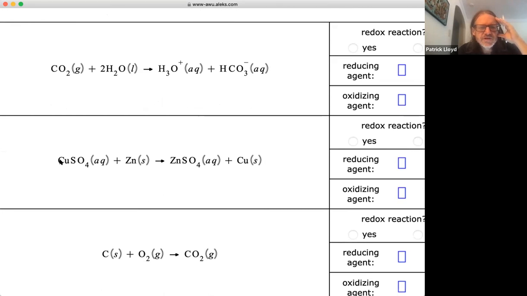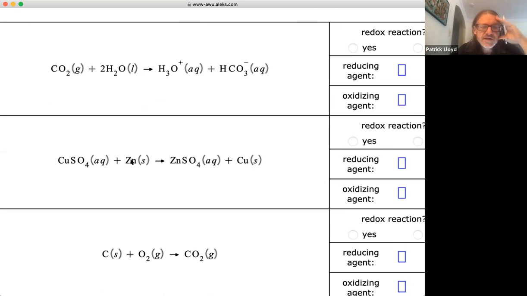Let's look at the second one here. We did this one, copper sulfate. Actually, we just previously did that one, right? So copper, we know this is a redox reaction, because we already figured it out. Copper's +2 and here it's 0. Zinc is 0 here, and here it's +2, because remember the sulfate ion is -2, so the zinc is +2.